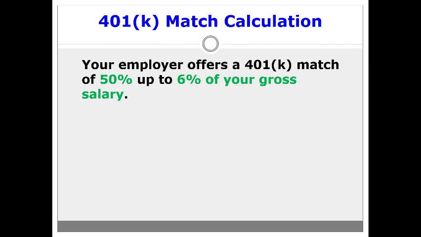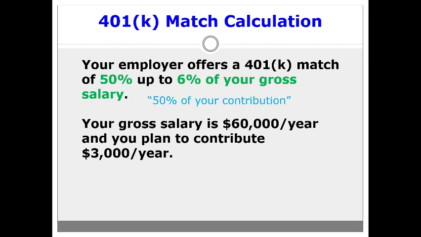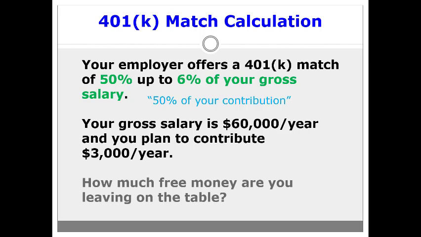Your employer offers a 401k match of 50% of your contribution up to 6% of your gross salary. Note that I changed the wording a little bit here to clear it up. Your gross salary is $60,000 a year, and you plan to contribute $3,000 per year to the plan. This question wants to know, how much free money are you leaving on the table?